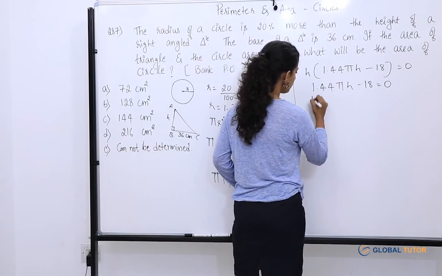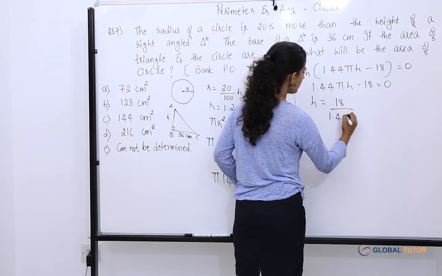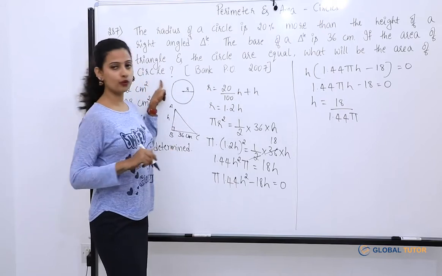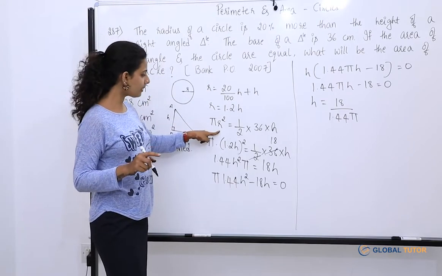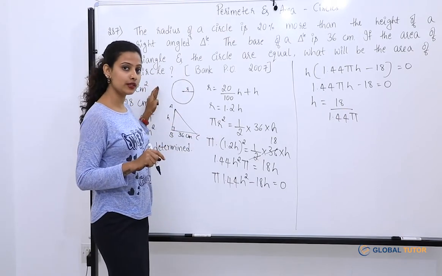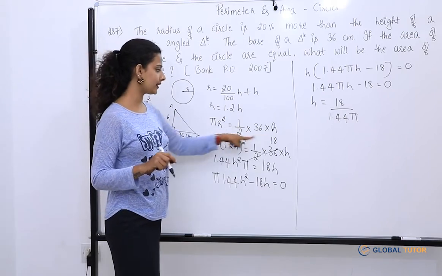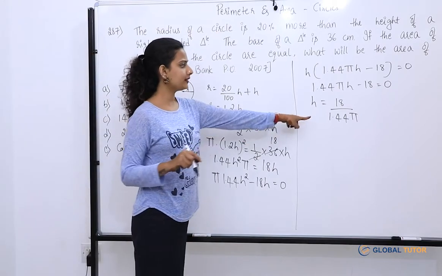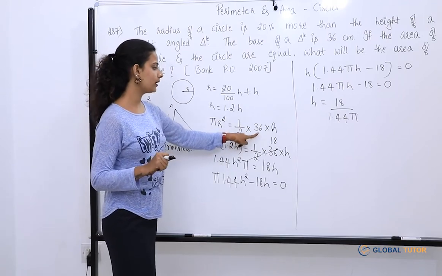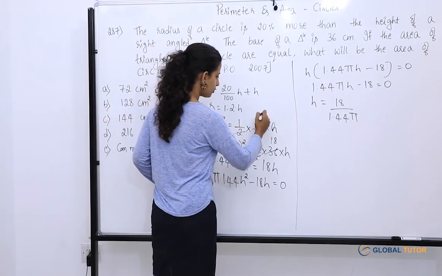So here what we can do, h is equal to 18 divided by 1.44 pi. We have to find out the area of the circle, but we don't have r value here. However, in the question they also mentioned the area of the circle is equal to the area of the right angle triangle. So let us find the area of the right angle triangle, because we do have height here, which is 18 divided by 1.44 pi. So this is 1 by 2 into base, which is 36, into height. So here this goes 18 times.